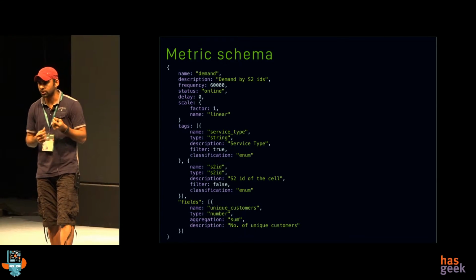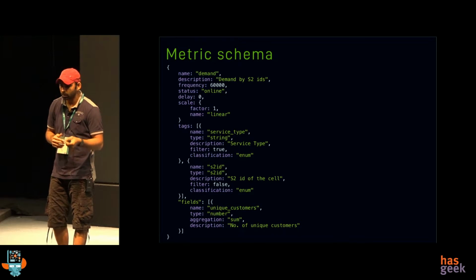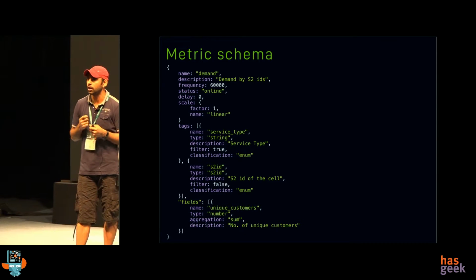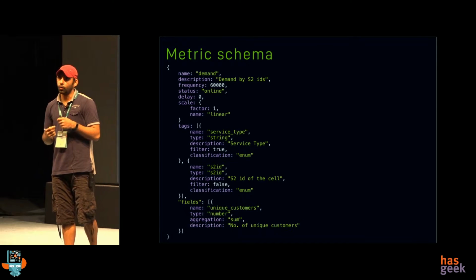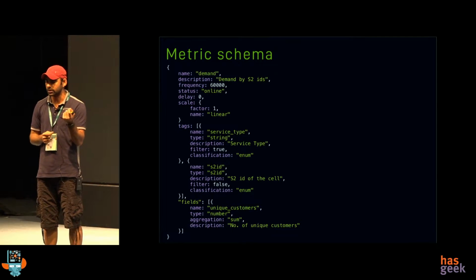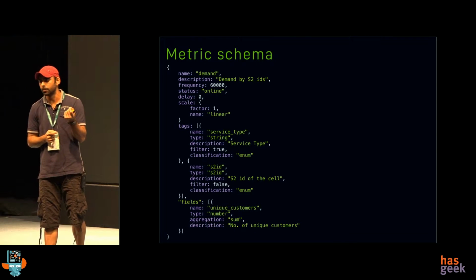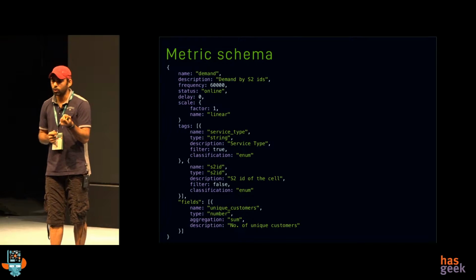Then it talks about its scale, that is, how you want to plot it on the map. It talks about the tags. Tags are basically, on the visualization layer, when you are exploring the entire thing, what all filters you can apply. So you can apply a filter of the service type, or you can apply a filter of the S2 ID. Then it talks about the data points, which are fields.